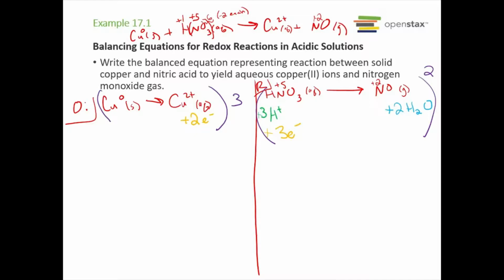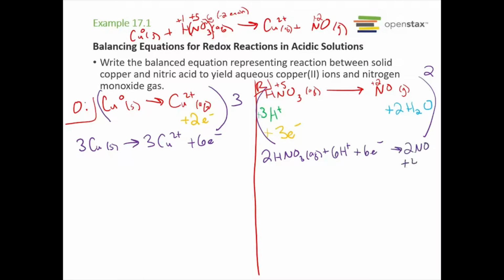And we can rewrite these half reactions. So we have 3 coppers going to 3 Cu 2+ plus 6 electrons, versus 2 HNO3 plus 6 H+ plus 6 e- going to 2 NO plus 4 waters.